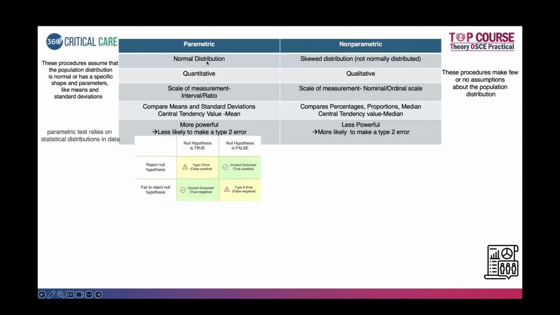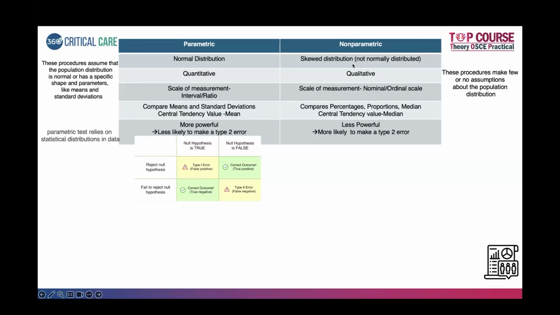So for parametric tests, the important assumption that needs to be made is that it should be a normal distribution. Data should be quantitative, that is, numerical data. The scale of measurement should be interval or ratio. We compare the means and standard deviations, and the reference it takes for its measurement is the mean. And it is supposed to be more powerful than the non-parametric tests.